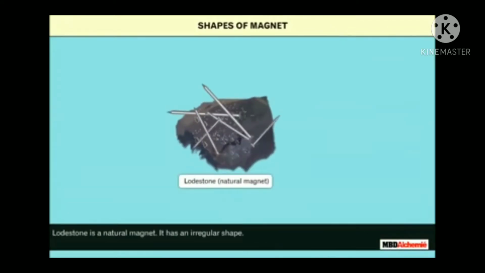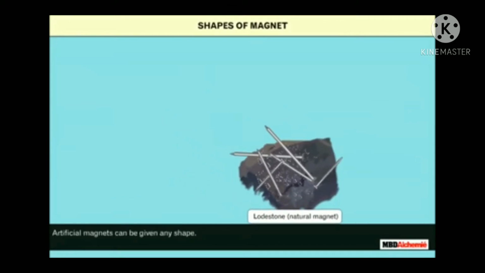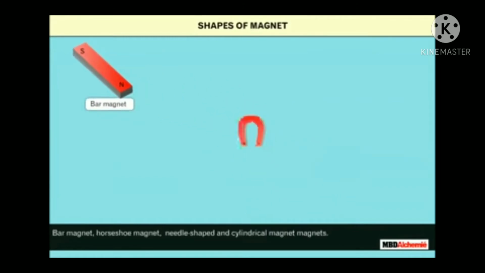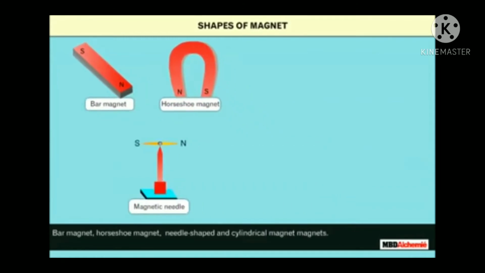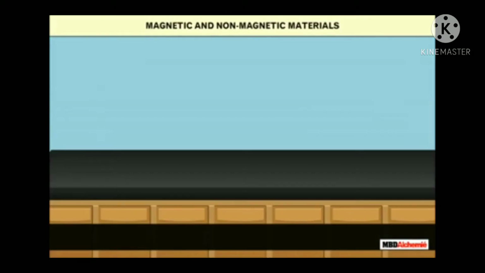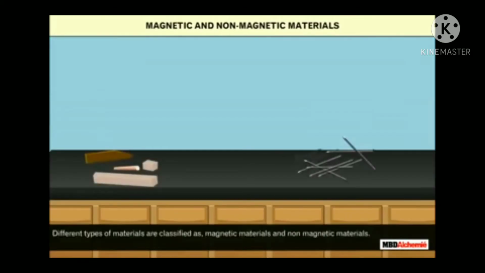Natural magnet is called lodestone and it has an irregular shape. Artificial magnets can be given any shape. It can be bar shaped, disc shaped, horseshoe shaped, or a cylindrical magnet. Now, magnetic and non-magnetic materials.